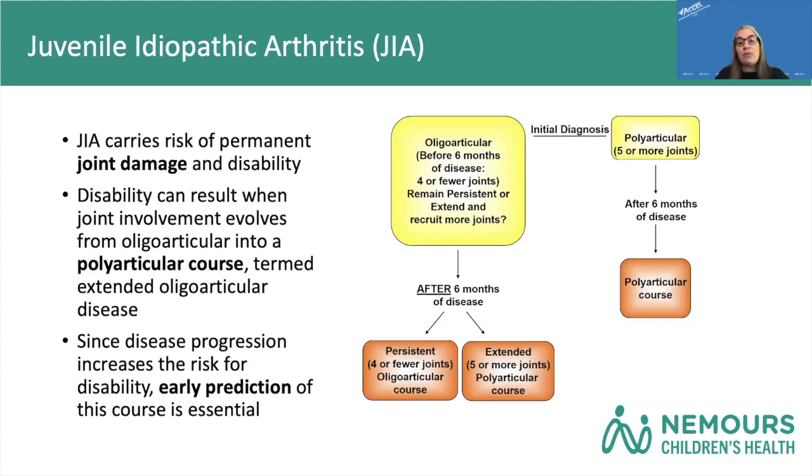And so by 6 months of disease, if you have 4 or fewer joints, you're called an oligoarticular arthritis. And these are pretty straightforward to treat with anti-inflammatory steroid injections into the joint and perhaps some advanced therapies, but not always. And if you have 5 or more joints in the first 6 months of disease, you're called a polyarticular subtype, and we actually treat these patients very aggressively right from the beginning.